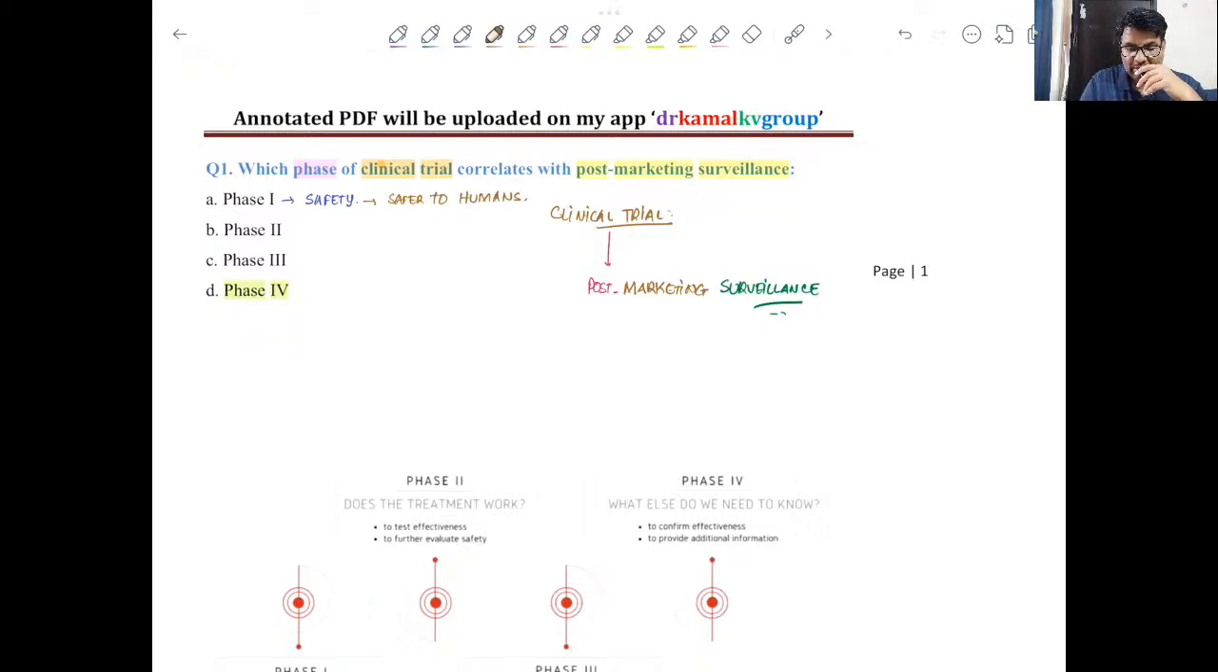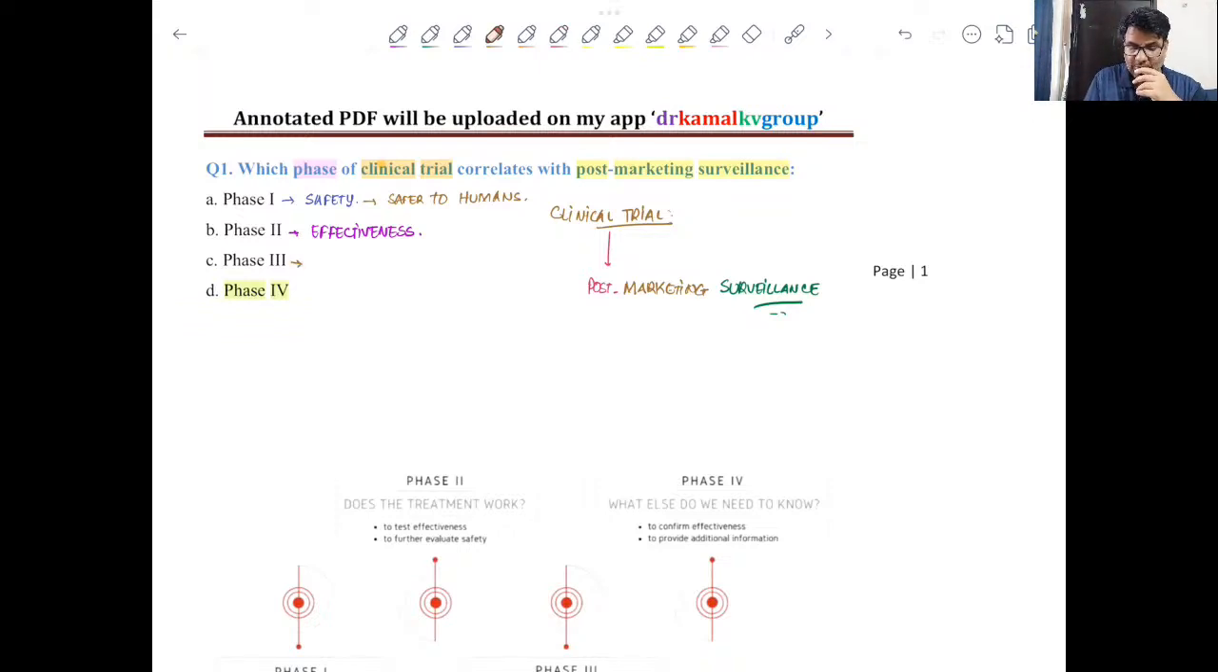Once we are sure that the drug is safe, we go on to study the effectiveness of the drug. So in the second step, we study effectiveness, and here we discuss efficacy and other factors. So in phase 2 we discuss the effectiveness of the drug.